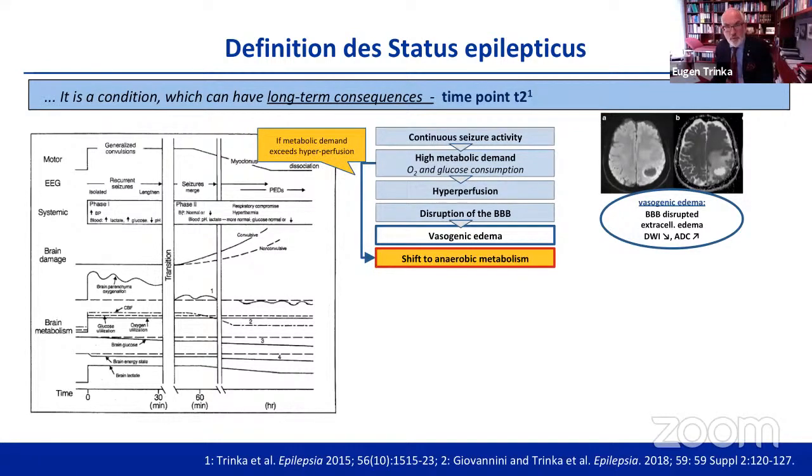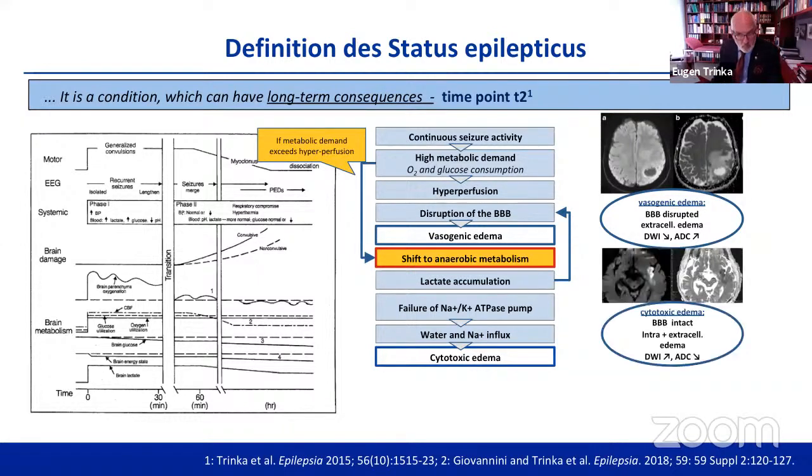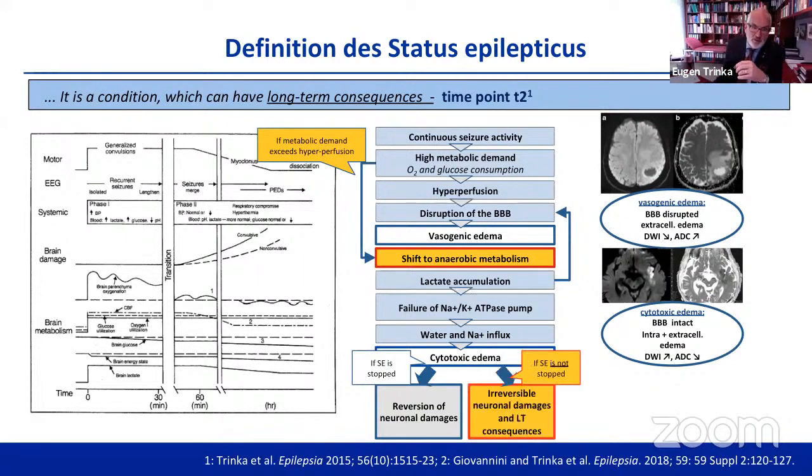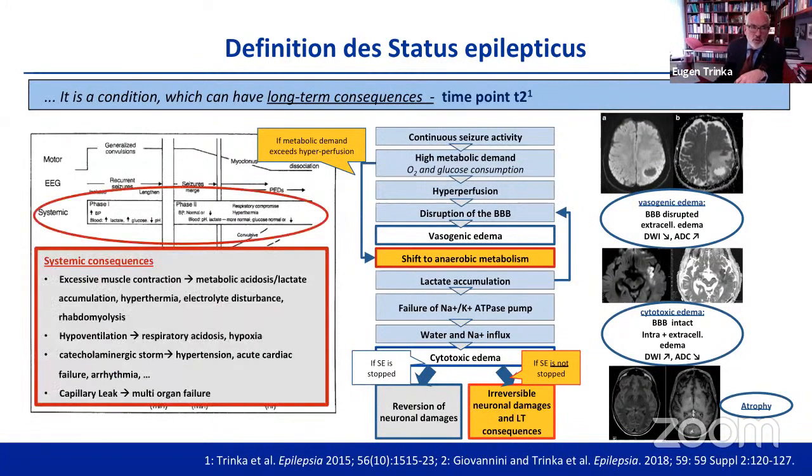Then there is a shift to anaerobic metabolism if the metabolic demand exceeds hyperperfusion. Lactate accumulates, there's a failure of sodium-potassium pumps, water and sodium influx, and cytotoxic edema, which can also be visualized by MRI. And there is a point of no return. If status is stopped at that point, there is reversion of neuronal damage. But if the status is not stopped, there is highly likely irreversible neuronal damage and long-term consequences, which we also see now in the MRI, and this is what we want to avoid.